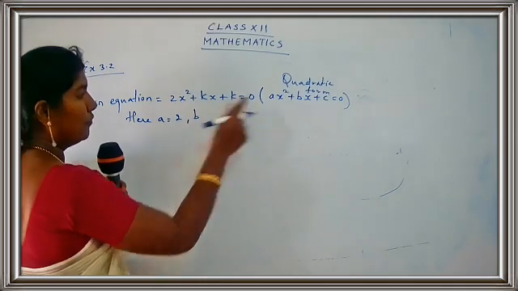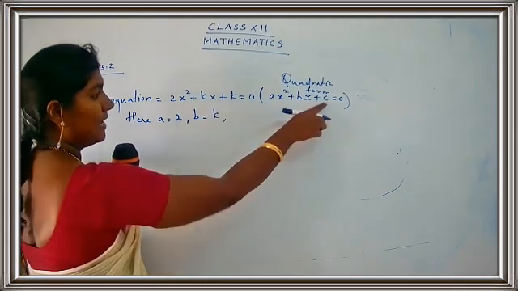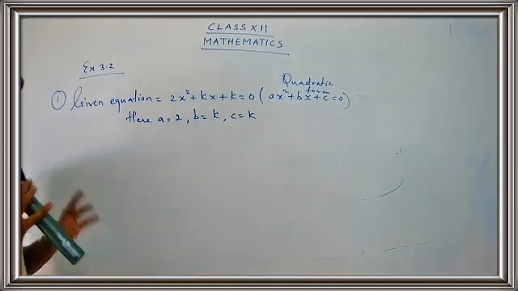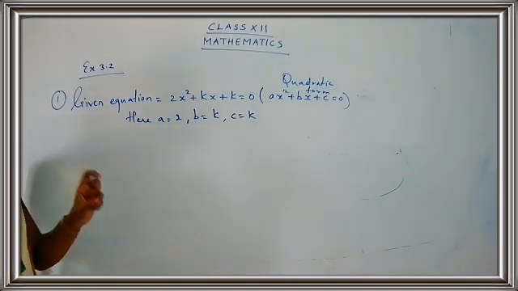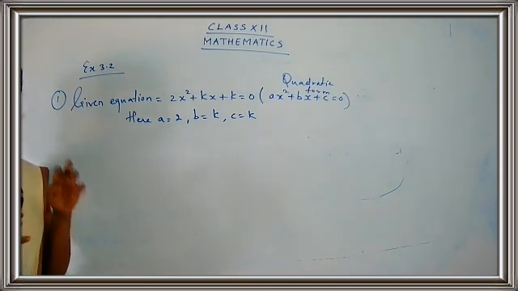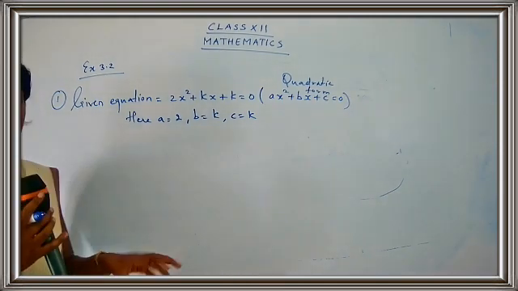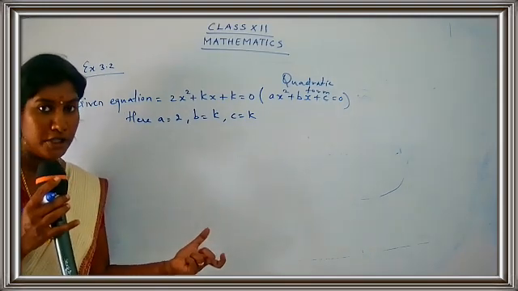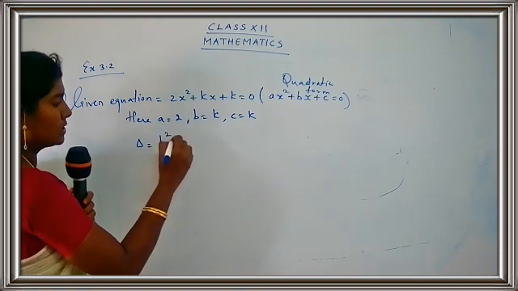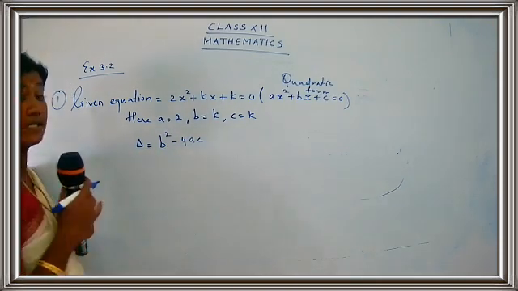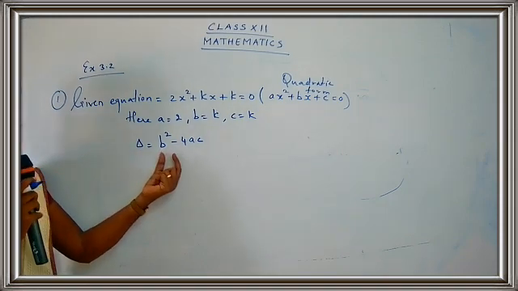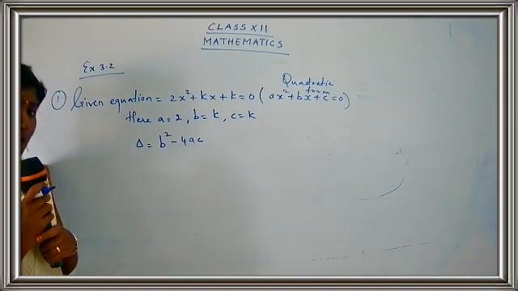Okay, and what is the value for b? It's k. And what is the value for c? Again it's k. So I have got the value for a, b, c. Now I am going to find out the value for delta, because here the question is to discuss the nature. I can discuss the nature only if I know the value for delta. Getting my point, children? Okay. Let's move further. So delta is equal to b square minus 4ac.